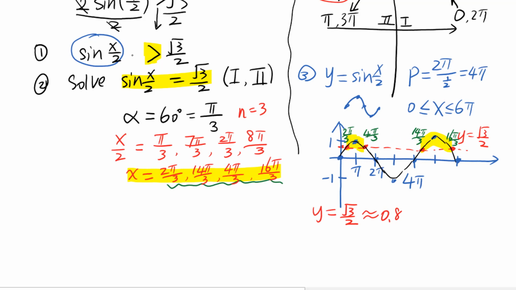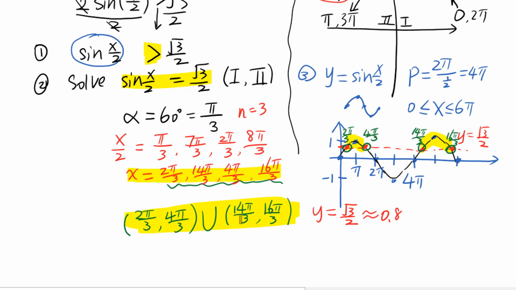For the inequality, this has no equal sign, so this is an open circle. Therefore, we can write down the solution like this. Let's use interval notation: 2 pi over 3 to 4 pi over 3, union with 14 pi over 3 to 16 pi over 3. This will be the solution to the inequality.